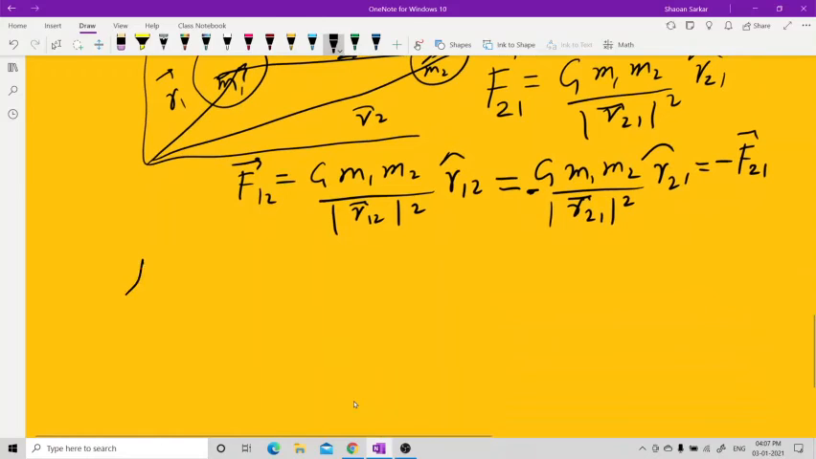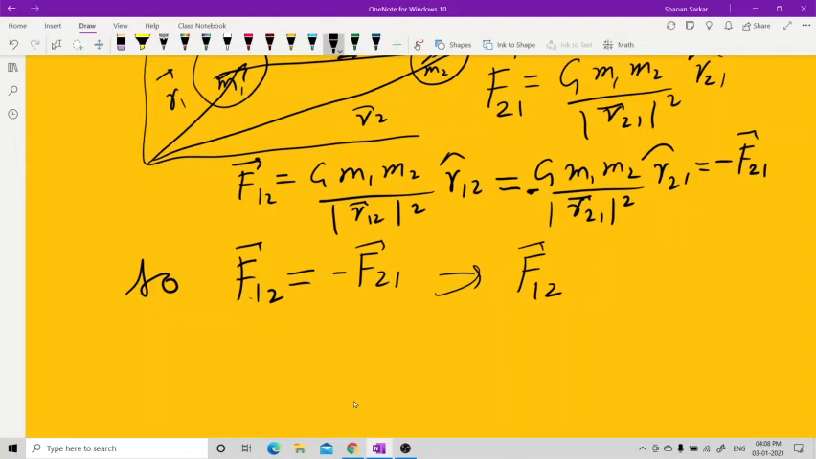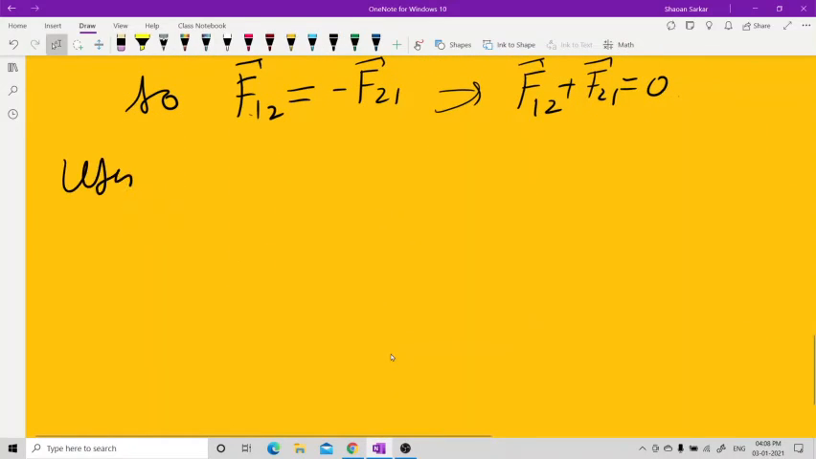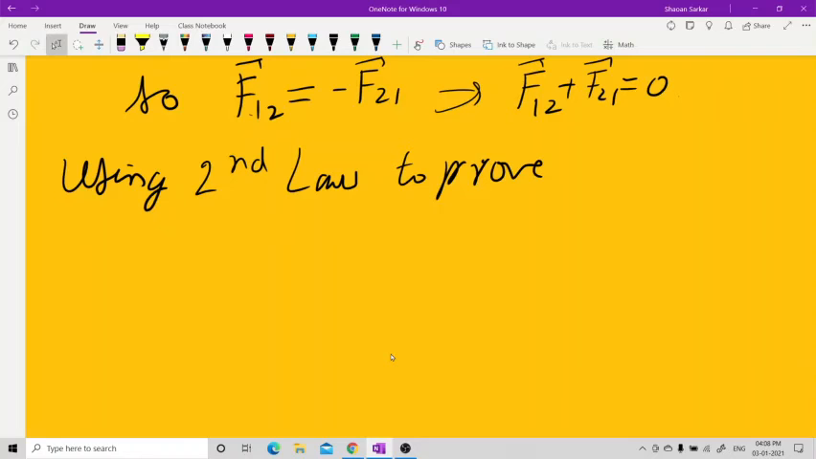So F12 is equal to minus F21. That means the forces are equal and opposite because of this minus sign. I told you the minus sign has a different meaning. This gives me F12 plus F21 equal to 0. Further, a little bit of discussion using the second law: using the second law to prove the third law.